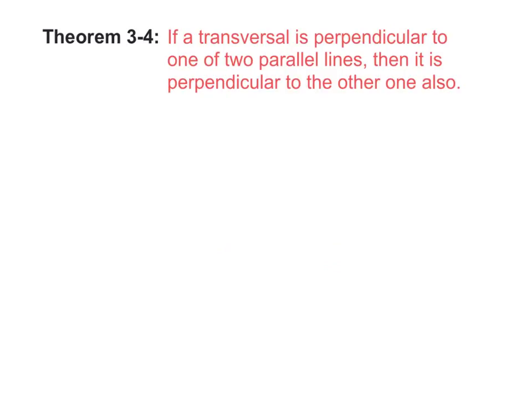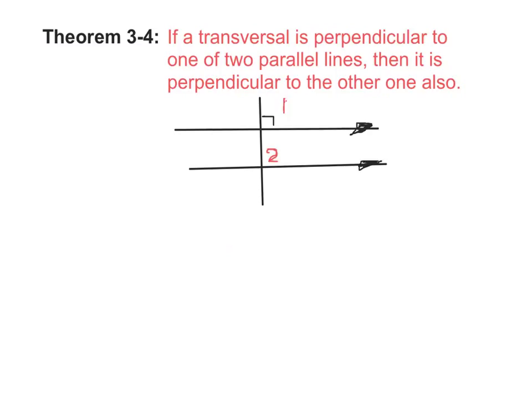Now the last of these facts about parallel lines is addressed in theorem 3-4. This theorem simply states, if a transversal is perpendicular to one of two parallel lines, then it is perpendicular to the other one also. So again, look at our example. We've got two parallel lines cut by a transversal which is perpendicular to one of the two parallel lines. Well, then it becomes somewhat obvious that the measure of angle 1 must equal the measure of angle 2, or that they both are perpendicular to the original lines.